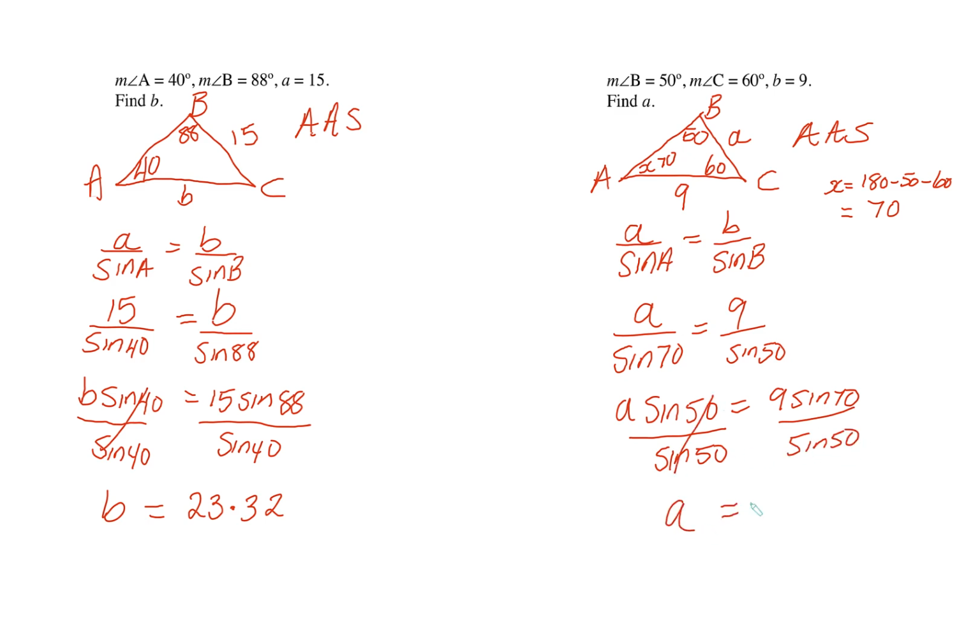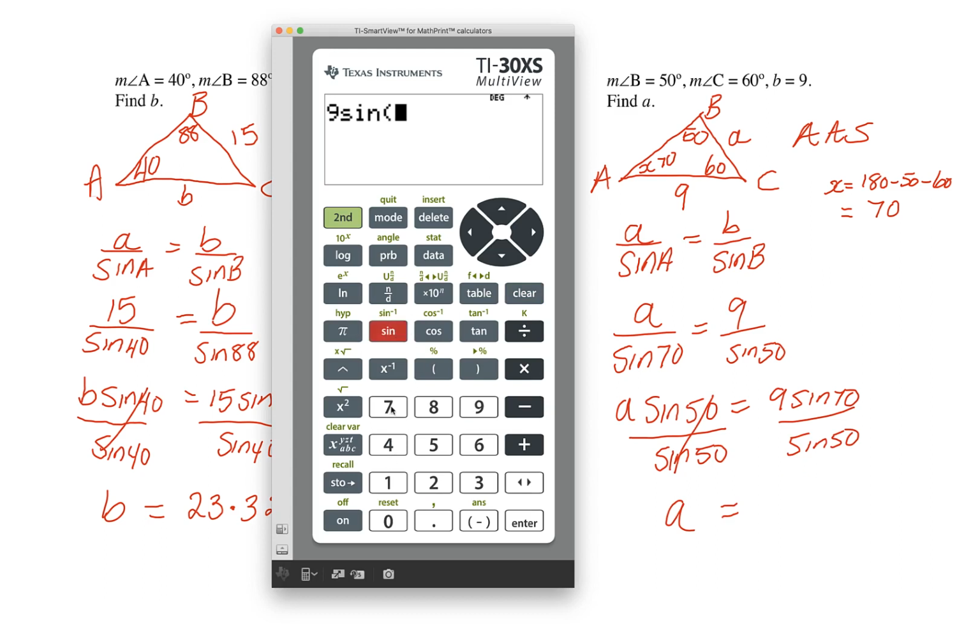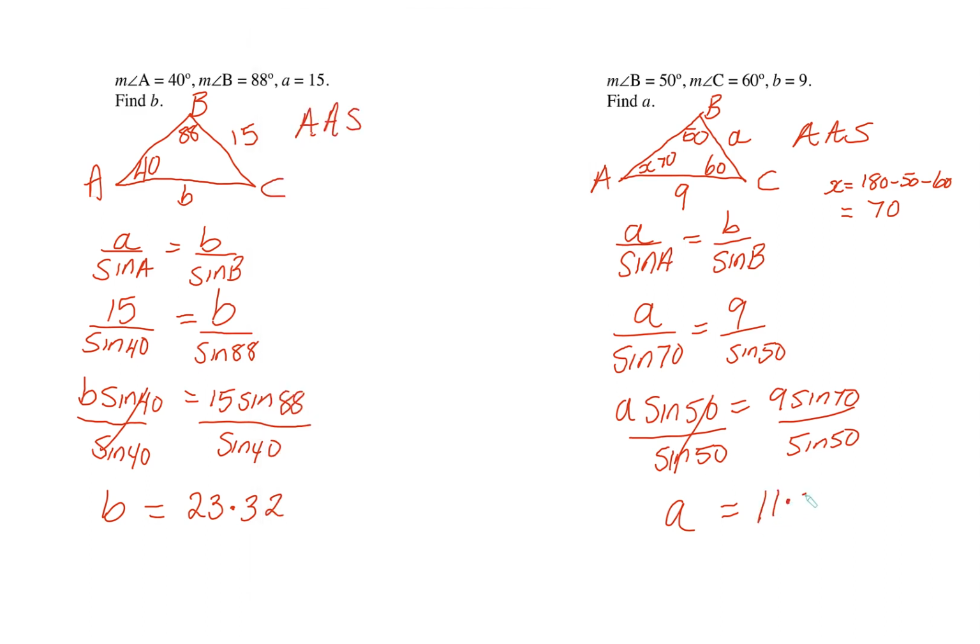So A equals 9 sine 70 divided by sine 50. I get a value for A as 11.04. This problem was interesting because they wanted us to find side A, but we didn't know what angle A was. So we had to use the supplementary rule to find angle A, and from there we could use the law of sines to find our side A.